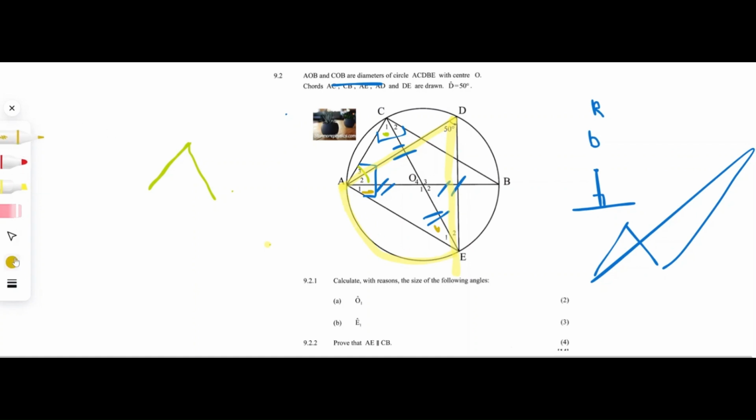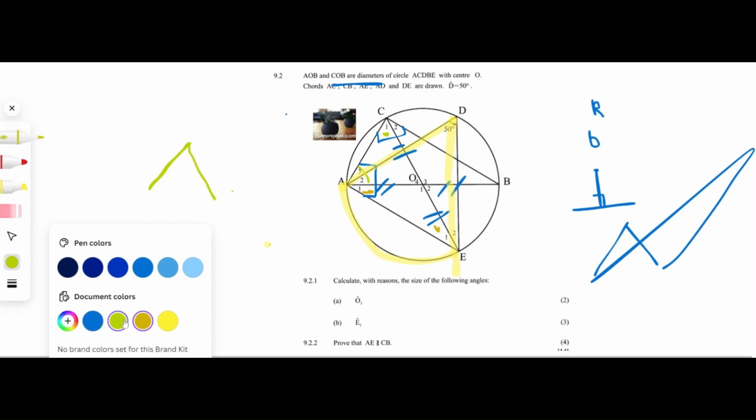And so what conclusion can we draw from this? The conclusion we can draw is that angle at center twice as much as angle at circumference applies to both O1 and D. And so what does that mean?